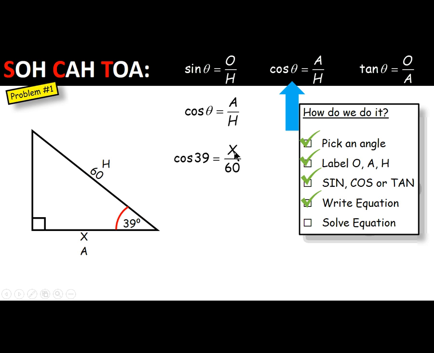To solve this equation, we have x divided by 60 is equal to the cosine of 39. All we've got to do is get rid of this divided by 60. How do we do it? We multiply both sides by 60. So all we're going to have to do is figure out what 60 times the cosine of 39 is.